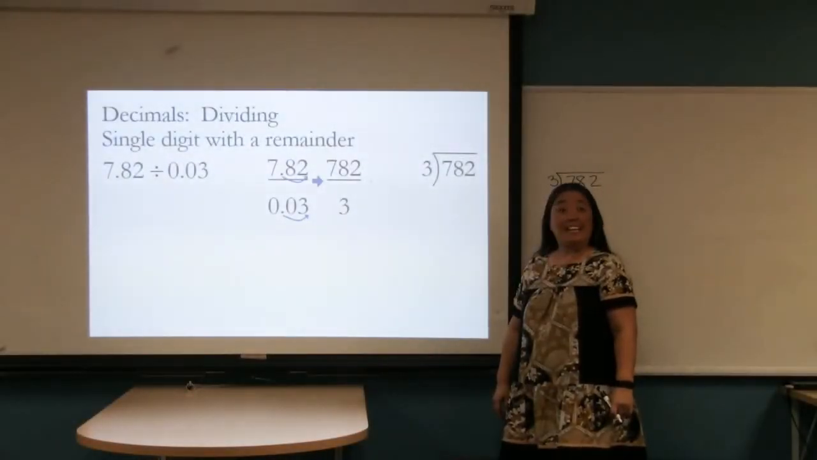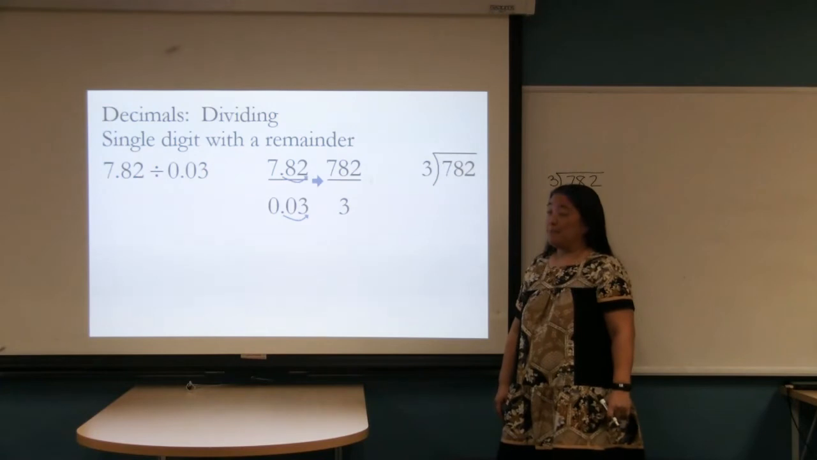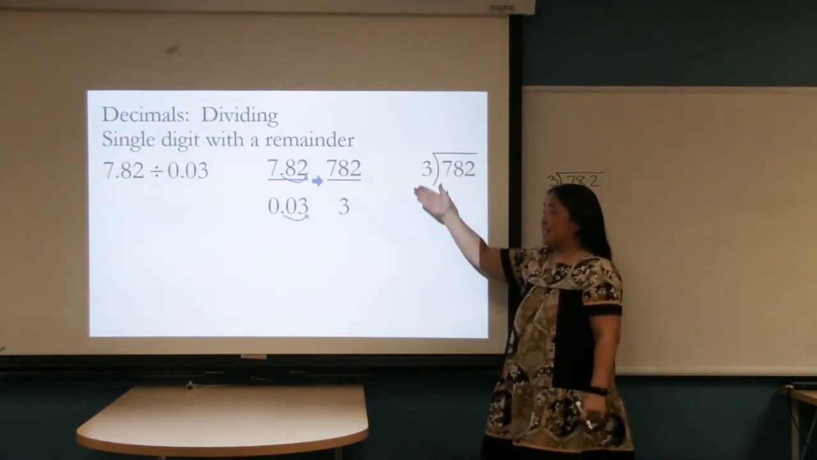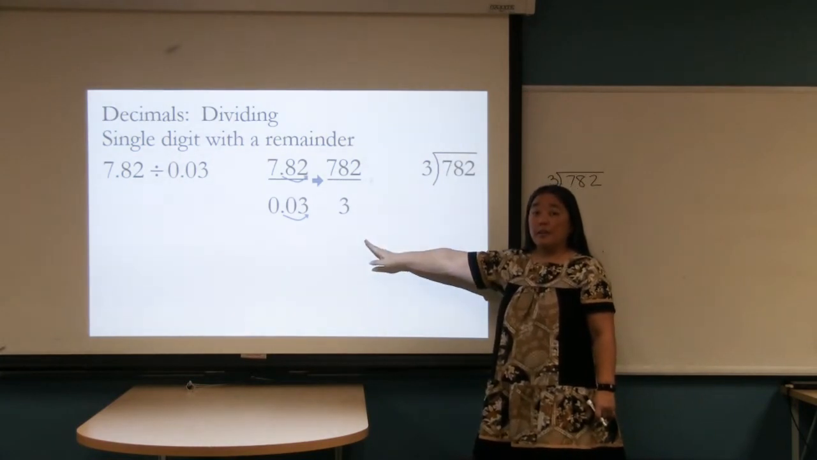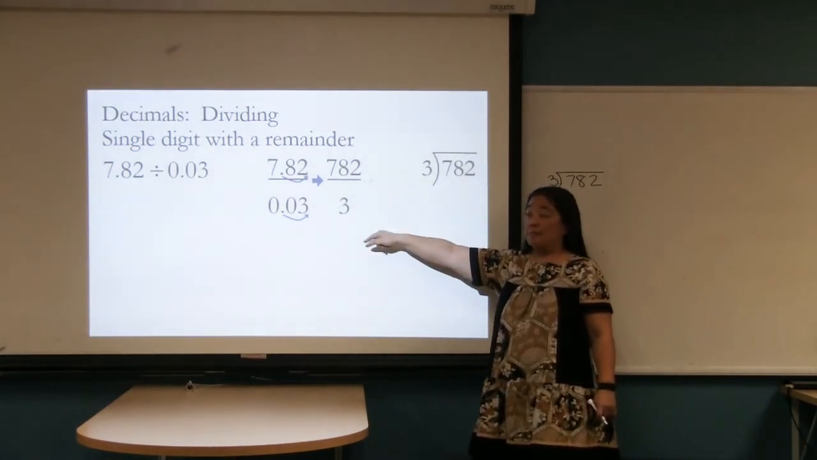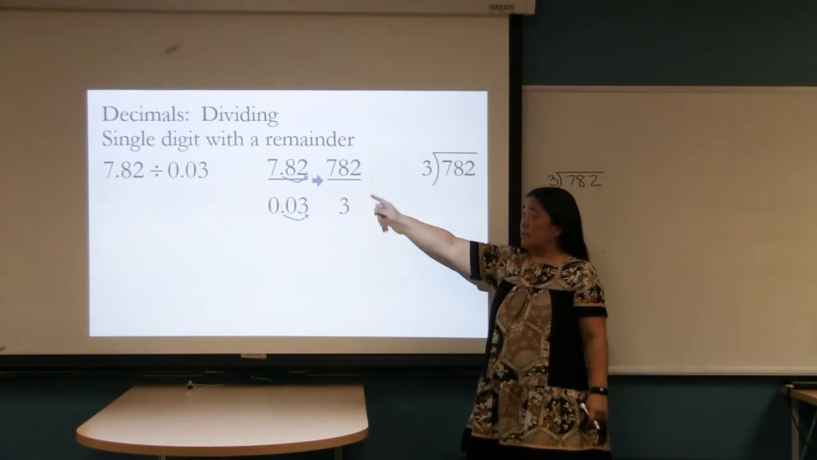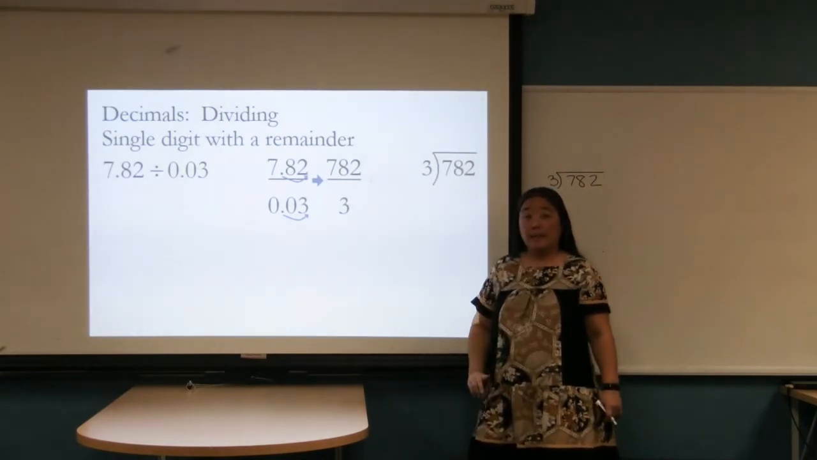Decimals, dividing. Single digit with a remainder. We have the problem written left to right, top to bottom, and inside out. As usual, if you have the decimal on the bottom, if you have the decimal in the second place, if you have a decimal on the outside, that's bad.